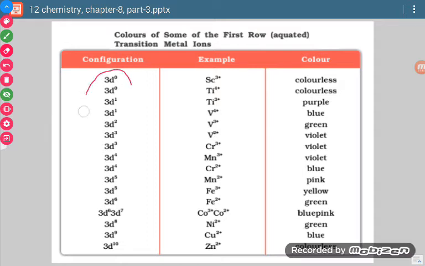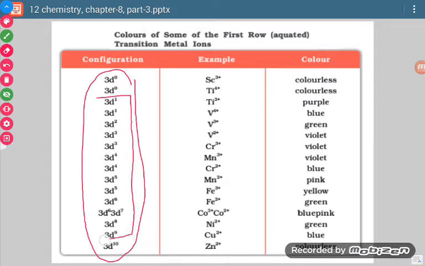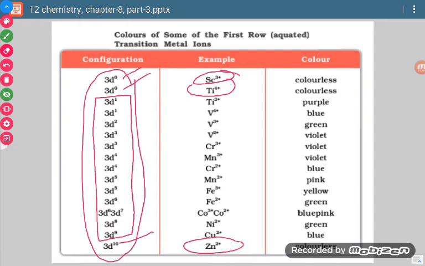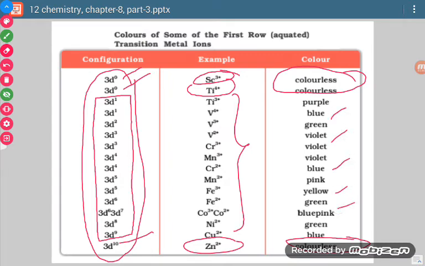We have to see that in the electronic configuration there must be presence of unpaired electrons. If there is presence of unpaired electrons, then only there will be some color. If there is absence of unpaired electrons, as in the case of 3d0, these ions will not show any color; they will be colorless. But when unpaired electrons are present, they will definitely show a certain color.